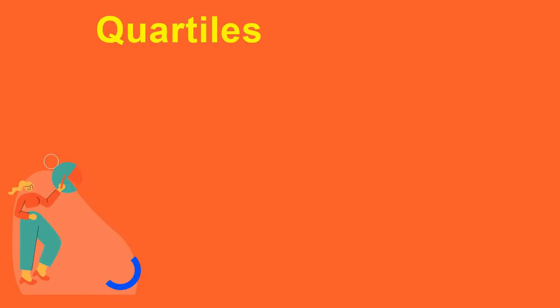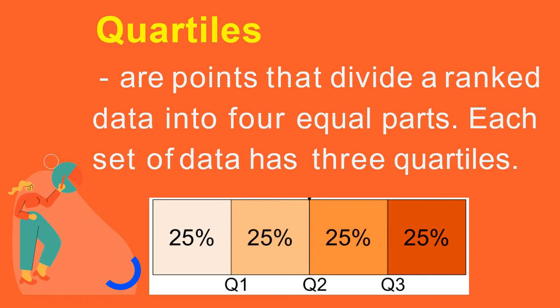And what are quartiles? Quartiles are points that divide ranked data into 4 equal parts. Take a look at the illustration. Each part is equal to 25%. So 25% here, another 25%, 25%, and the last part is 25%. Each set of data has 3 quartiles, namely the first quartile, second quartile, and third quartile.